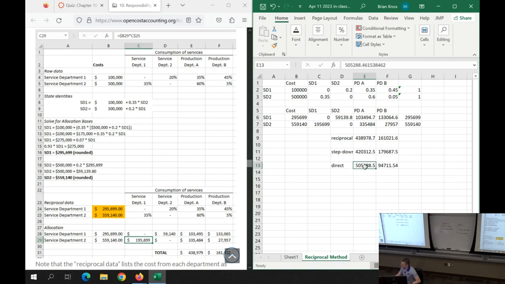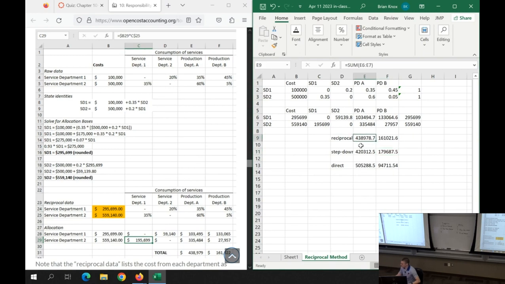Okay, I pasted the values here. When we did it with the direct method, we allocated to Production Department A $505,000 and Production Department B $94,007. When we did the step-down method, we reduced that by quite a bit. Production Department A, only $420,000 being allocated to Production Department A, $180,000 rounding to Production Department B.